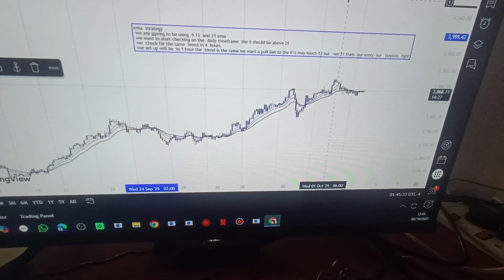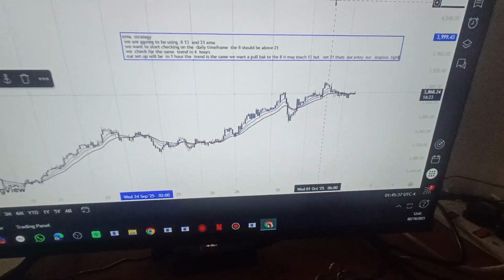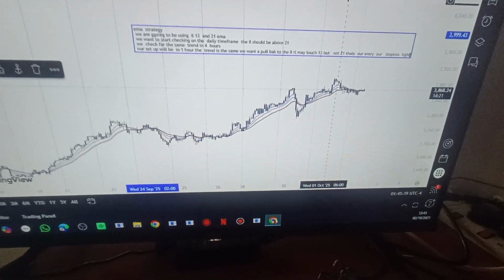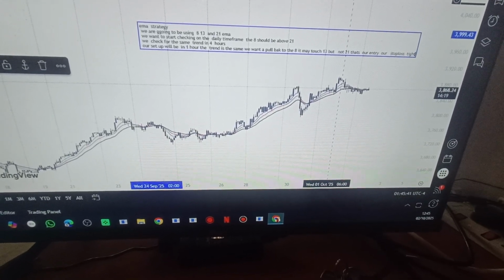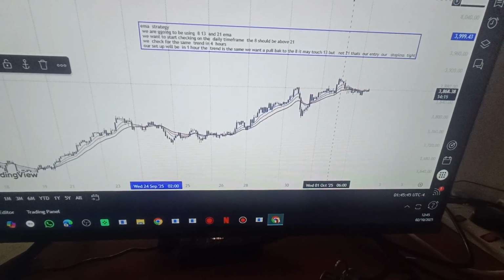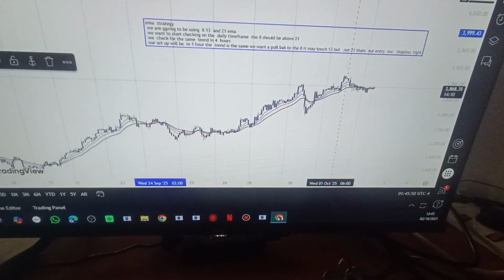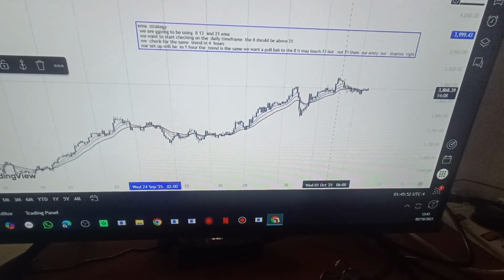So when we come to 1 hour, what we want to see is the market trending, and we want to be buying retraces to the 8 EMA. So the trick is here. It will retrace to the 8 EMA. It can touch the 13 EMA, but it should not go to the 21 EMA.